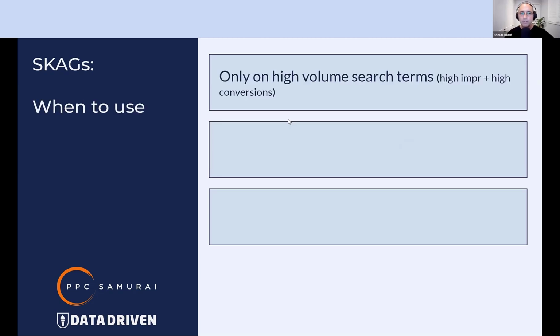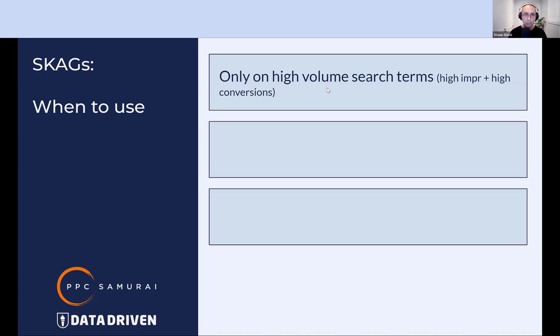So when would you use a single keyword ad group in an account? The answer to that is largely on high volume search terms. So we're talking high impression volume and high conversions, because everything we talk about here, you look at through the lens of needing to present Google with a big bunch of data. If we have 1,000 single keyword ad groups in an account, we've probably got a couple of those ad groups that are actually producing a decent amount of volume that the smart bidding algorithm can really use.